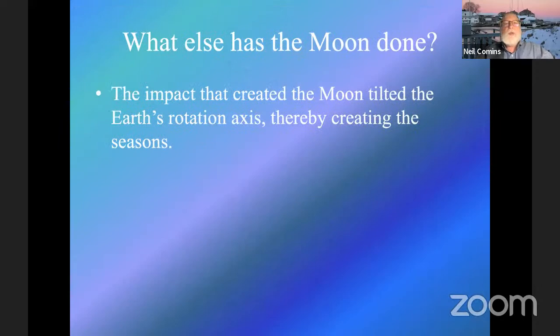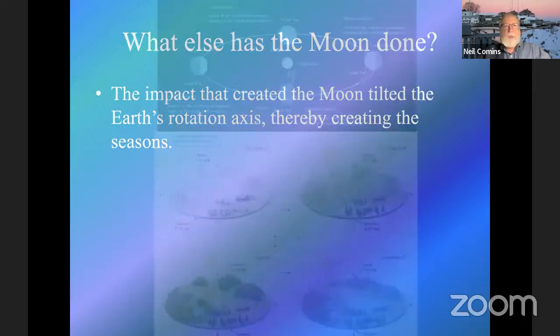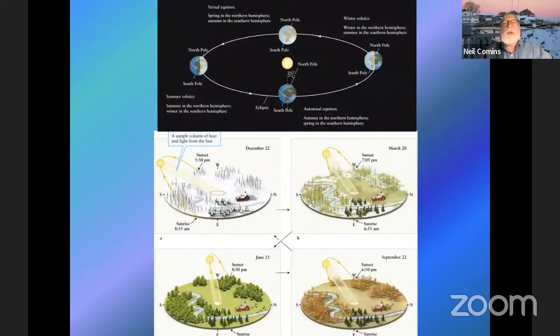All right, so what else has the moon done? That early picture I showed of the impact tilted the Earth's rotation axis. And that tilt to the Earth's rotation axis is why we have the seasons. So let me show you that very briefly. Here's a picture on the top showing the Earth orbiting around with a tilt. It's about 23.5 degrees from the rotation axis being perpendicular to the orbital plane.